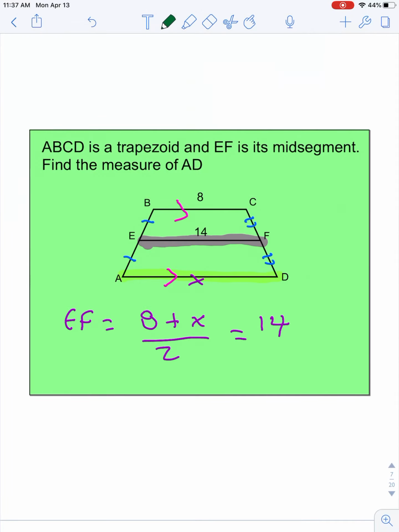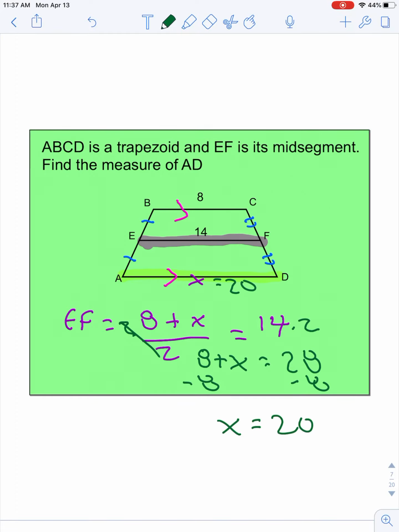It's not that difficult. We're going to multiply each side by 2. That's going to give us 8 plus X is equal to 28. Now we're going to subtract 8 from each side, and we're going to get X equals 20. So we found that AD, oops, not B, AD equals 20 units. So if you take 20 and 8 and add them together and divide by 2, you get 28 divided by 2, which is your 14. So this is how we're going to use some of these properties to find missing sides and angles.